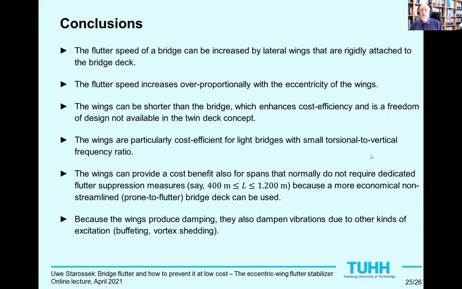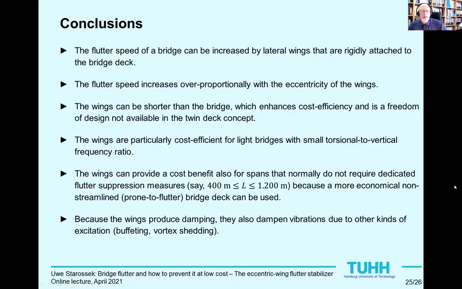The following conclusions can be drawn. The flutter speed of a bridge can be increased by lateral wings that are rigidly attached to the bridge deck. The flutter speed increases over proportionally with the eccentricity of the wings. The wings can be shorter than the bridge, which enhances cost efficiency and, incidentally, is a freedom of design not available in the twin deck concept.